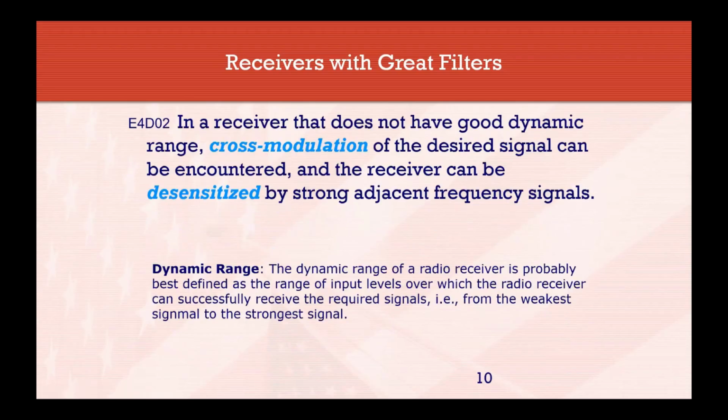Okay, if a receiver does not have good dynamic range, what is dynamic range? The dynamic range is that range the radio has from not receiving anything to the maximum signal that it can receive, essentially. If it doesn't have good dynamic range, cross modulation of a desired signal can be encountered. The receiver can be desensitized by strong signals that are near the frequency that we want.